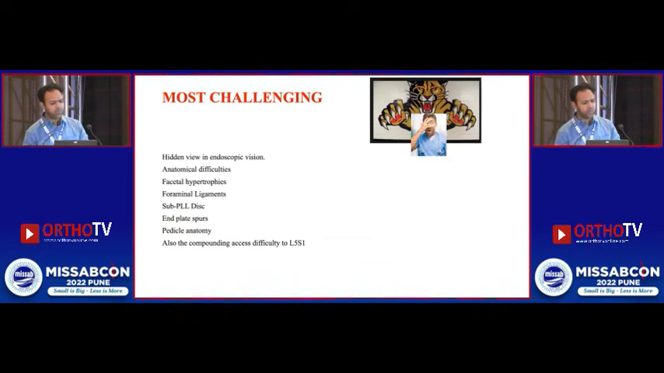This is mainly because of the hidden view of the disc in the endoscopic vision and the various anatomical difficulties like facet hypertrophy, foraminal ligaments, sub-PLL disc, end-plate spurs, and the pedicle anatomy hindering the vision in the endoscopy, and also the compounding access difficulty at the L5-S1 level.